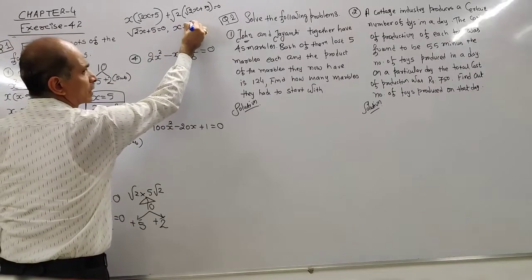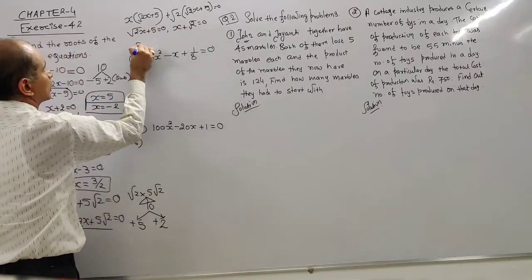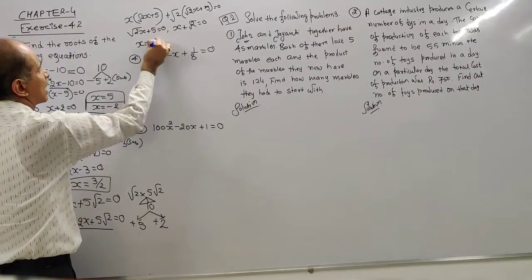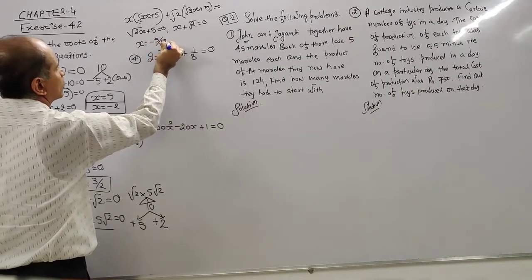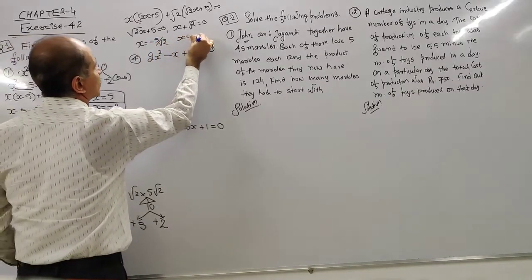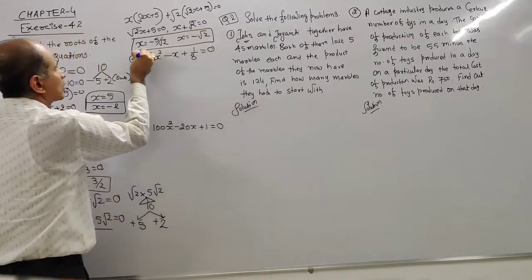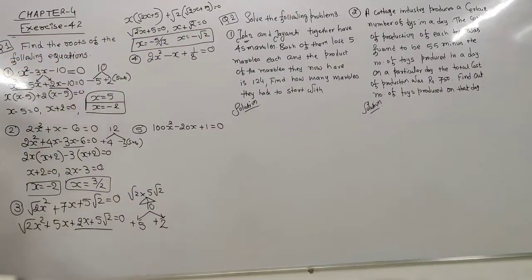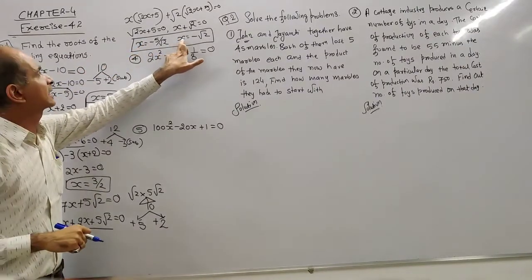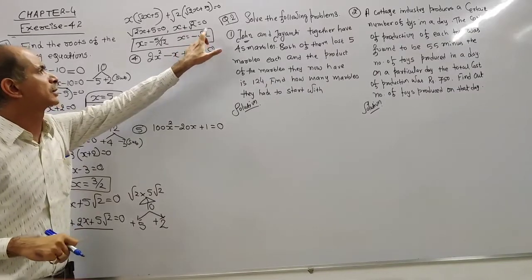And x plus under root 2 is equal to 0. Therefore x is equal to minus 5 upon under root 2. And x is equal to minus under root 2. And that's why the roots of this quadratic equation are x equal to minus 5 under root 2 and x is equal to minus under root 2.